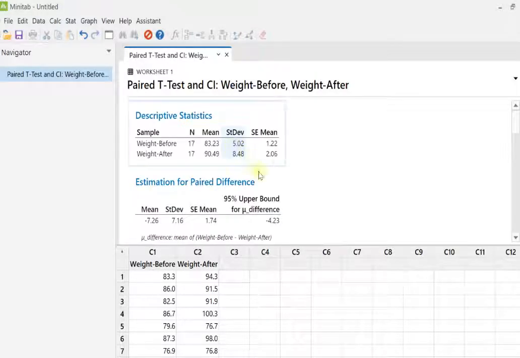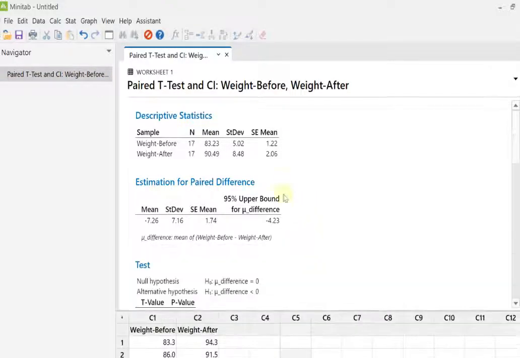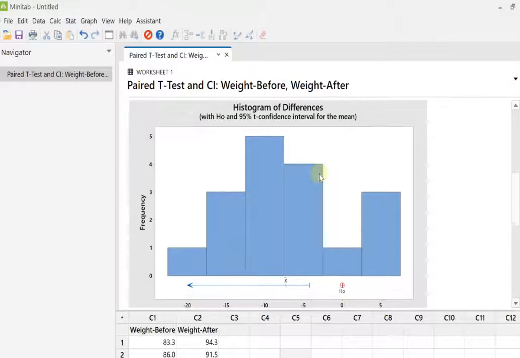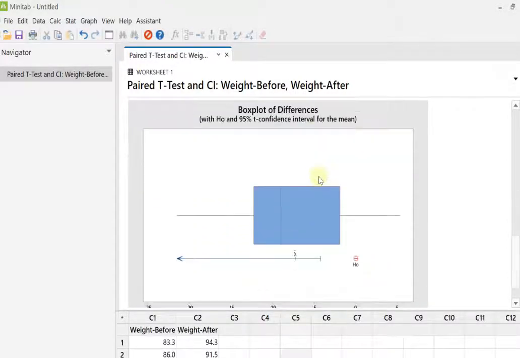And then you'll see the output. And again, this is the output that I had in my notes. And there you go. So these numbers should be familiar. These are the descriptive statistics. And here's our test statistic that we had. This is our p-value, and that's our t-test for differences less than 0. This is your histogram of differences. And here's your box plot.